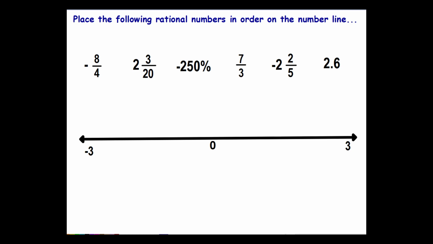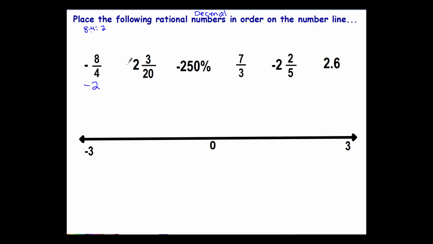Okay, so same thing. We're going to place these rational numbers on the number line. Again, make sure that they are all in decimal form. My first number is negative 8 over 4. Well, if I divide 8 divided by 4, that gives me 2. So this is technically negative 2.